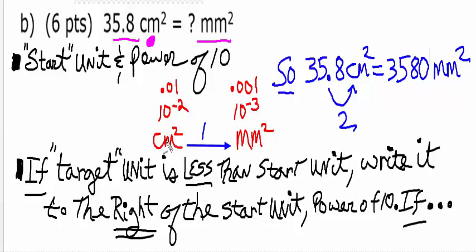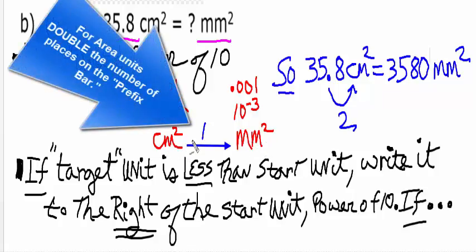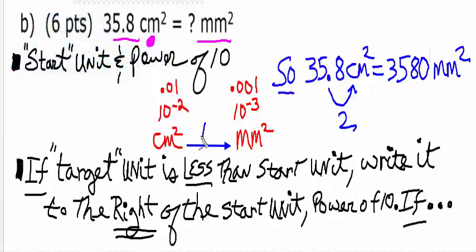But this is centimeters squared to millimeters squared. That's a 10 times a 10. 10 times 10 is 100. So we move the decimal place twice as many places as on the metric prefix bar, or 2 times 1, or 2. So this says that 35.8 square centimeters, moving the decimal place 2 places to the right, is 3580 square millimeters.